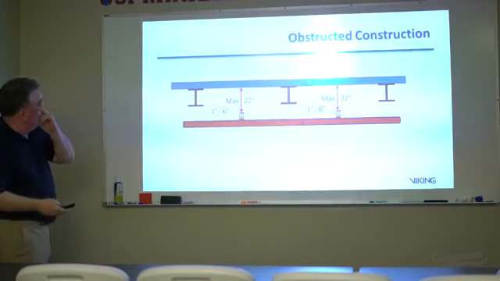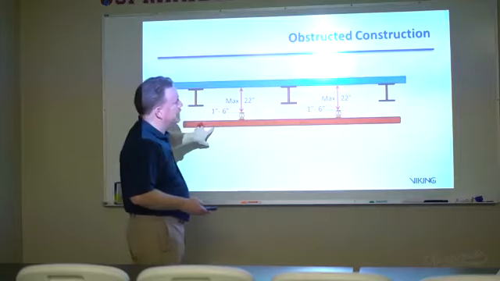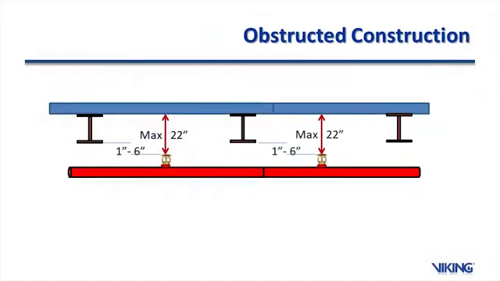All right, a similar issue comes in when we come to obstructed construction. Maximum, as I said earlier, 22 inches from the ceiling, but also correspondingly, it is 1 to 6 inches below the bottom of the obstructing construction, the bottom piece of the structural member. Okay, so you don't just get 22 inches of depth. It also has to be 1 to 6 inches below the bottom of the obstruction. You can't be down 8 inches down here, even though you're still 22 inches below the ceiling up above.